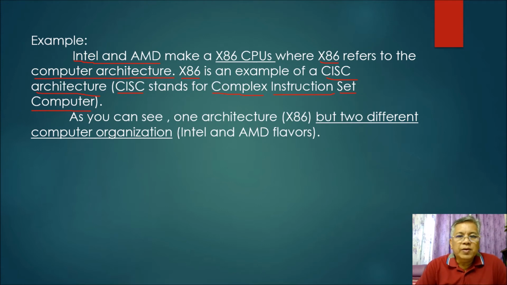As you can see, one architecture, that is x86, but two different computer organizations, Intel and AMD flavors. What does this mean? This means that if Intel has its own computer organization structure, AMD also has its own computer organization structure. But both companies use the x86 architecture.